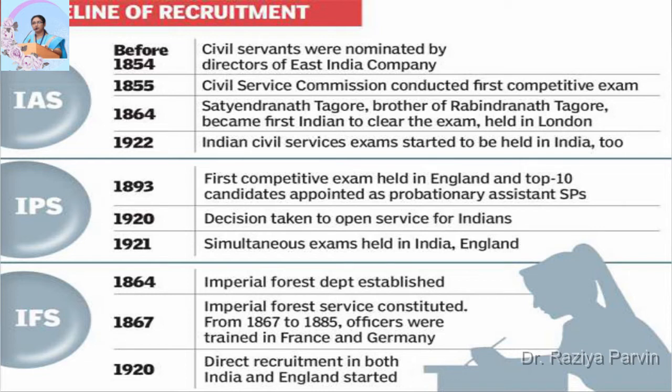The civil servants were nominated by the directors of the East India Company. 1855, the first competitive exam. 1864, Satyendranath Tagore became the first Indian to clear the exam. 1922, the Indian civil service exam started to be held in India as well. 1893, the first competitive exam held in England. 1920, the decision was taken to open service for Indians. 1921, simultaneous examination held in India and England. 1864, the Imperial Forest Department established. 1867, Imperial Forest Service constituted, and from 1867 to 1885, officers were trained in France and Germany. In 1920, direct recruitment in both India and England was started.